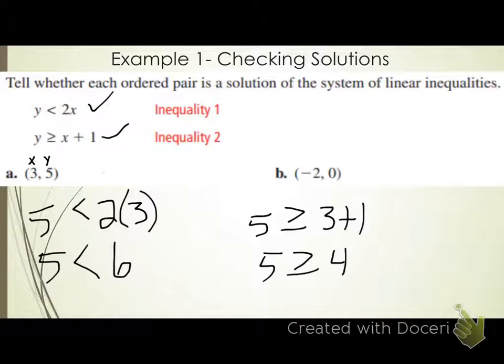So when it's greater than or equal to, it just has to fit one of those. As long as it's either greater than 4 or equal to 4, it's a true statement. Does that make sense? So 5 is greater than 4, is it not? It is. It works for that second inequality. So I can say (3, 5) is a solution of my system of inequalities.